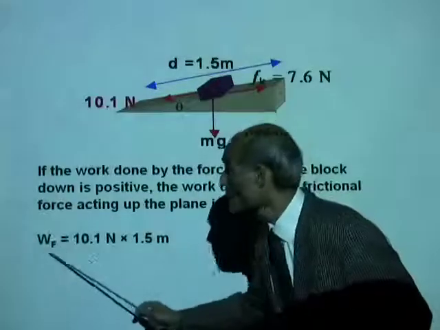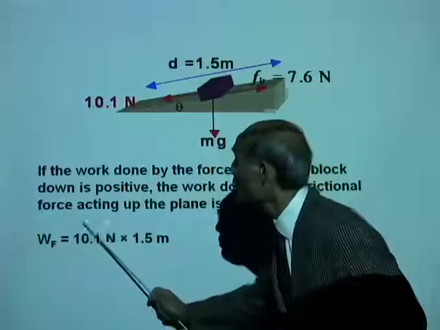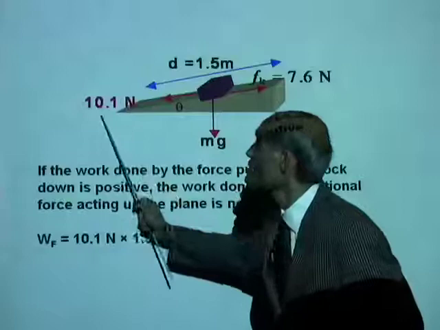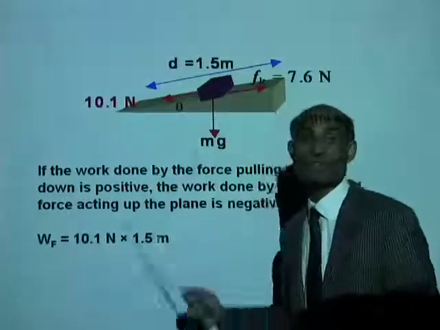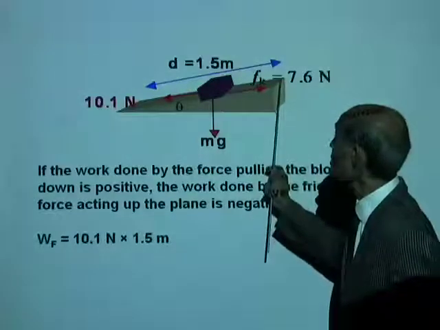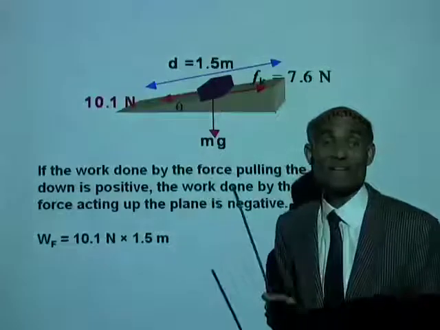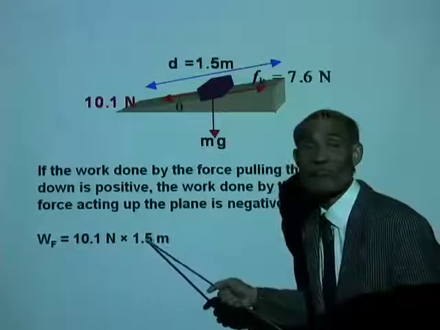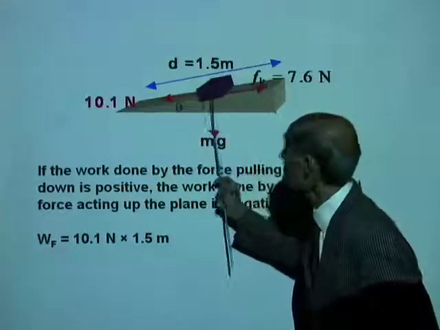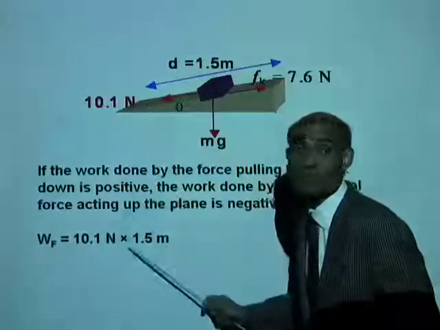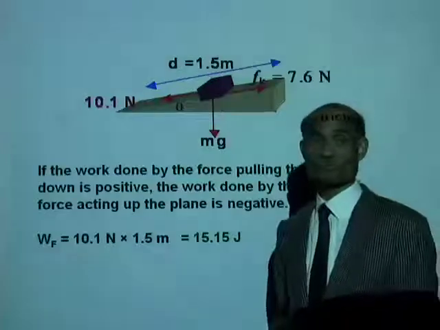So, work done by the force pulling the box down the plane is the force down the plane, that is 10.1 Newton, times the displacement. Now, what is the displacement? The object is going to slide down the entire length of the plane, and we are told that the length of the plane is 1.5 meter. So, force multiplied by displacement in the direction of that force, and that will be 15.15 joules.